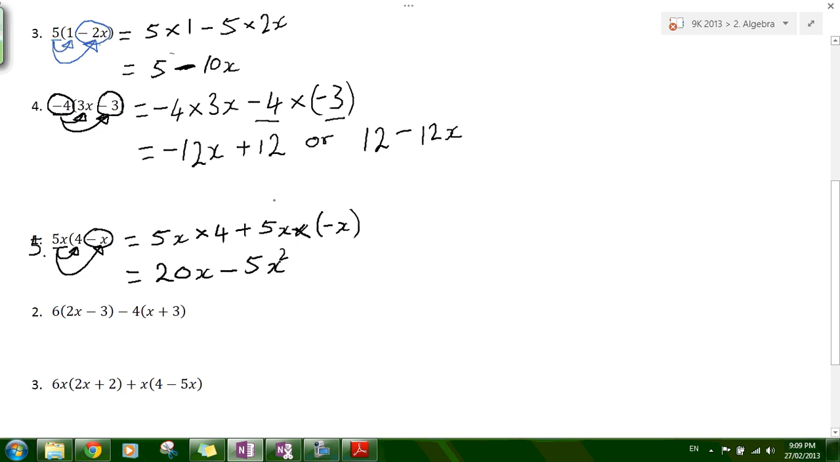Now these last two, what we're going to do is do a few steps. So we're going to first expand it and then simplify. We're going to expand the brackets out and then simplify the expression by collecting like terms. And so what we have here, we've got to do it carefully. It's 6 times 2x, 6 times minus 3. Then we have minus 4 times x, and then minus 4 times positive 3. Remembering that you just think of the sign as going with the term.